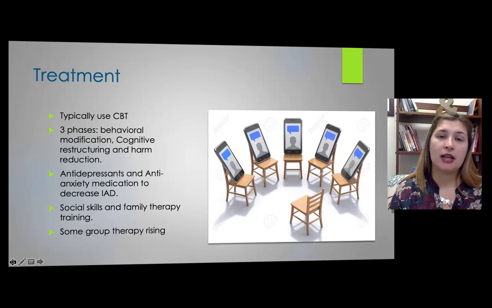Another important thing is that they have found that antidepressants and anti-anxiety medications have been able to decrease internet addiction. Some important things to think about are social skill groups and family therapy training about internet addiction to either prevent further internet addiction or to help the treatment of it. There are also some group therapies that are rising in order to combat some people's addictions to the internet.